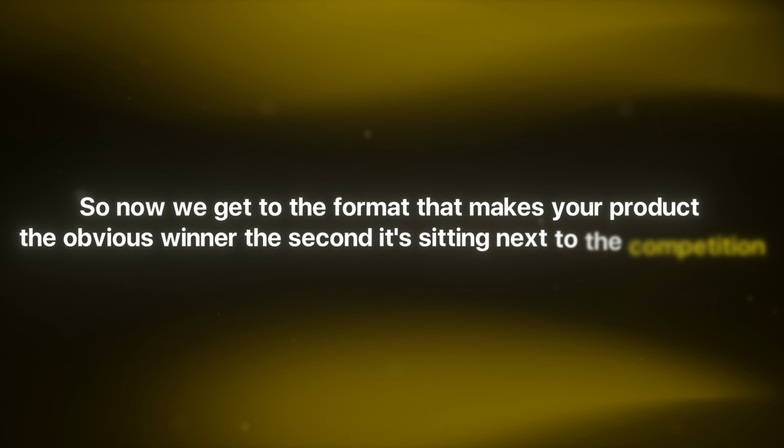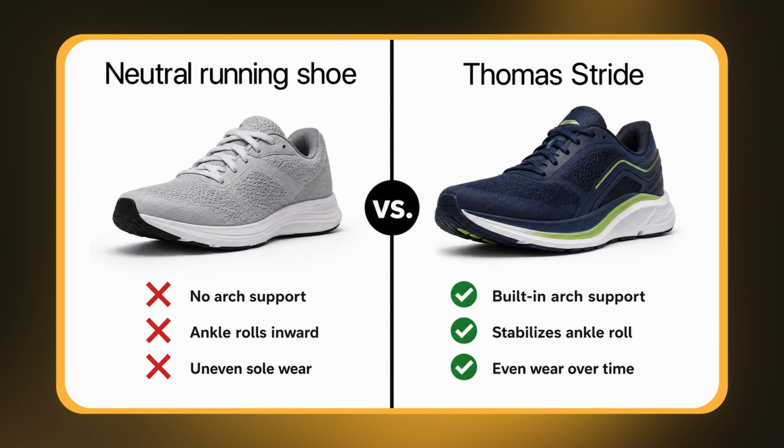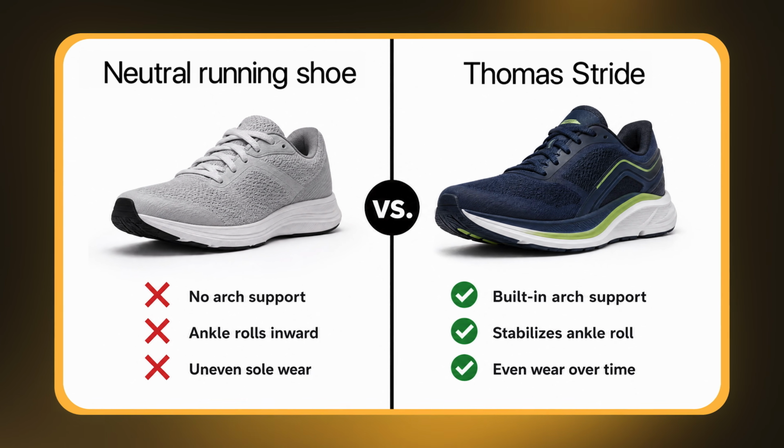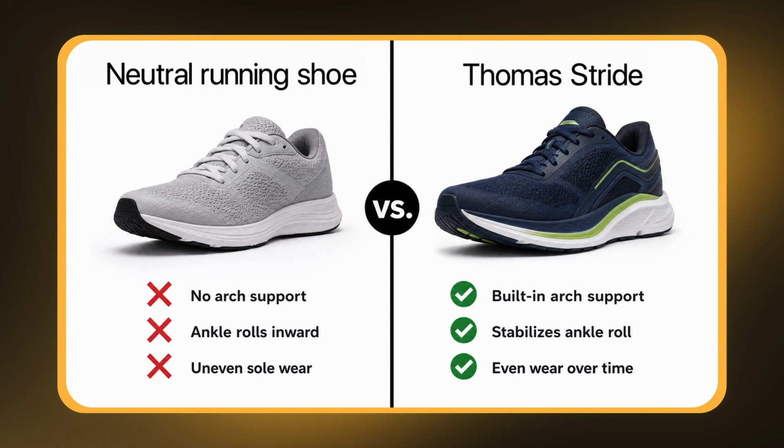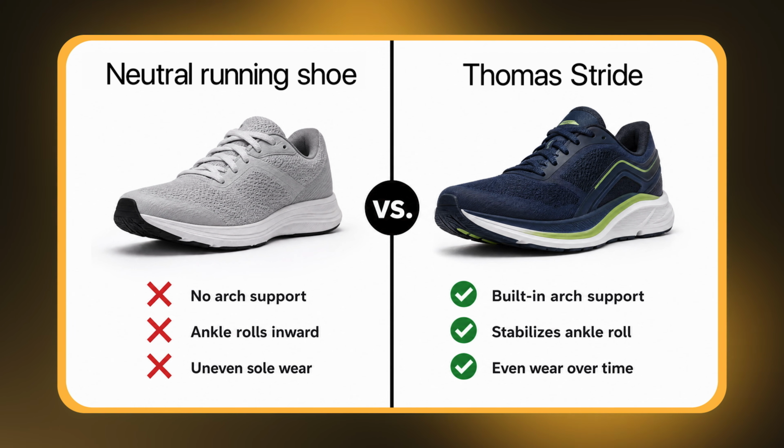But so far, I've only talked about my product in the ads, and sometimes it's easier to sell your product by just comparing it to the competition. So now we get to the format that makes your product the obvious winner the second it's sitting next to the competition. It's the comparison ad, and it's built for one specific buyer. And this one is built specifically for the solution-aware buyer, the one who's already deciding between different options. And the way it works is simple. You put your product right next to the alternative and point out every reason why yours is better.